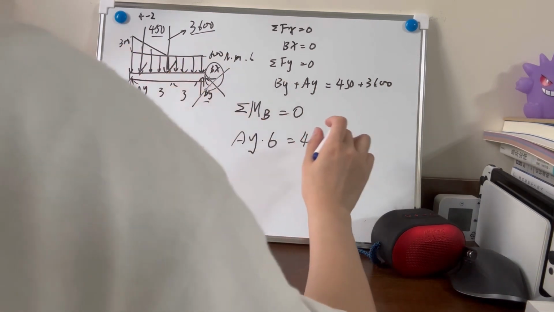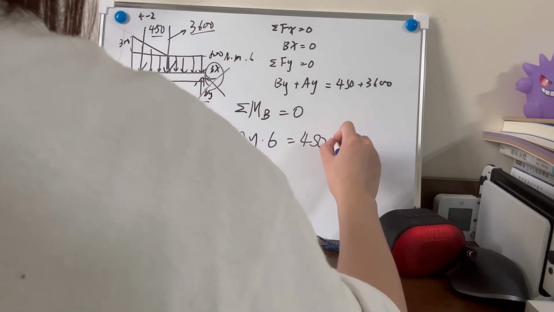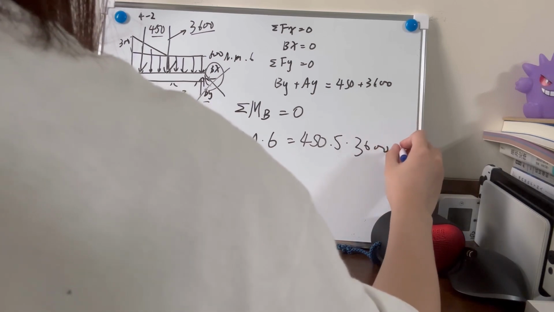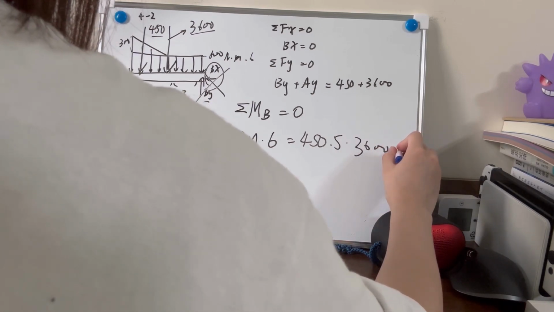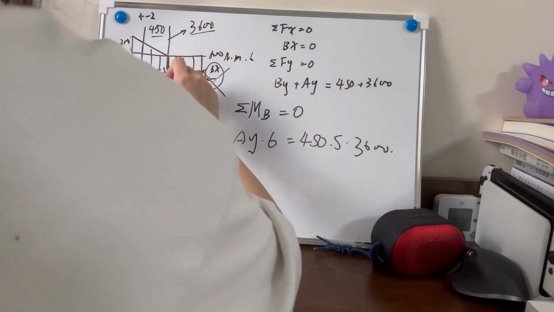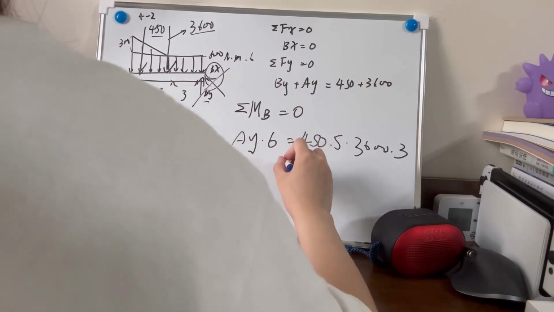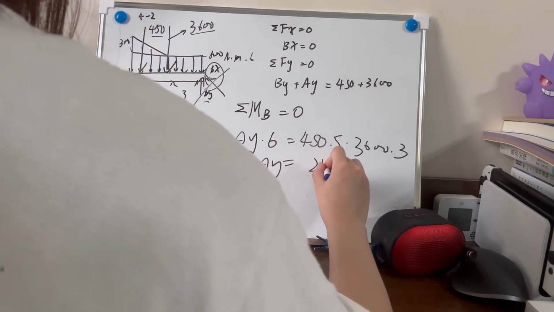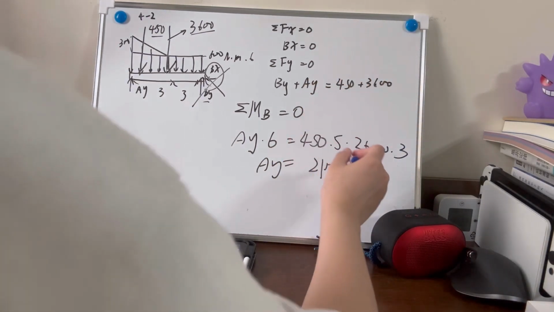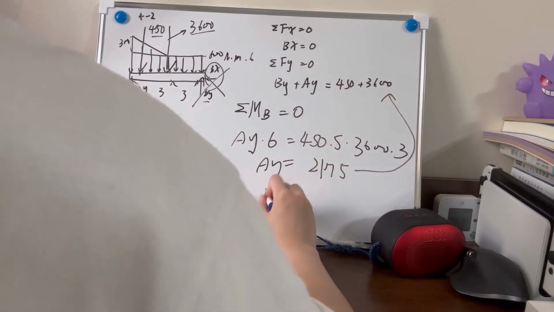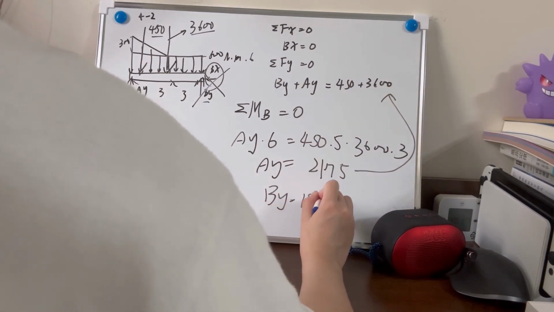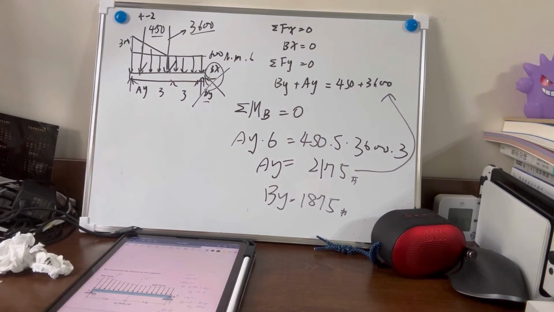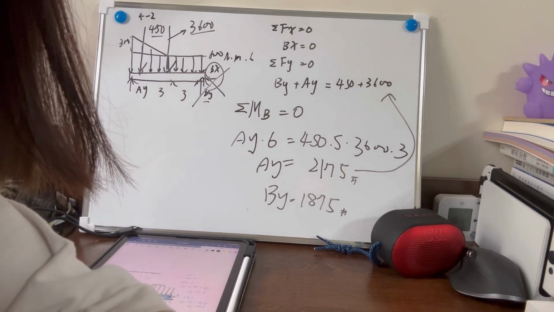centroid of the triangle here, so it's 5, and the centroid of the rectangle is 3 here. So we know the Ay is this. Now we know the Ay, we can calculate the By here. So By is like this. It's the answer of this question.